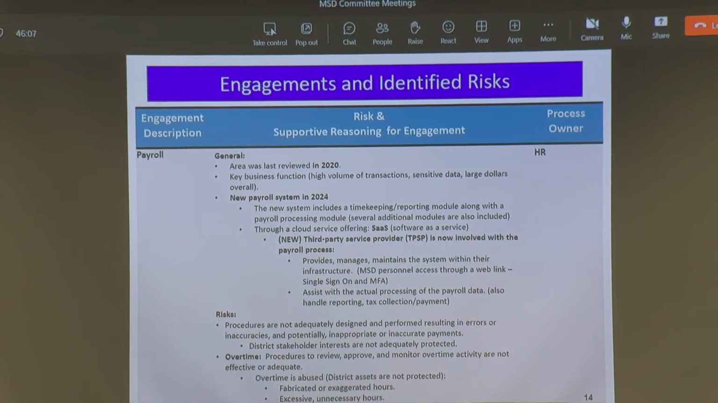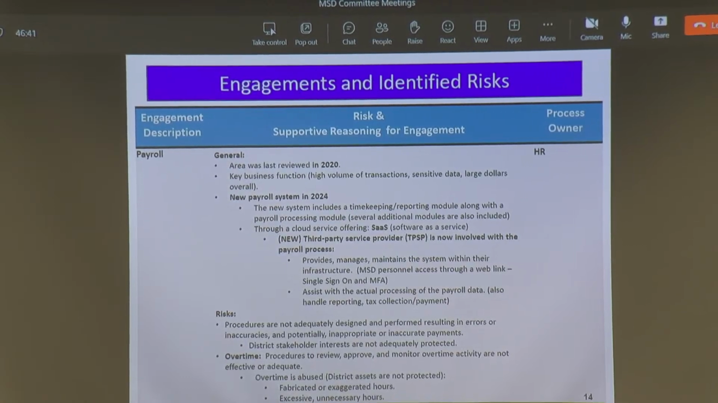So the risks are, first of all, non-compliance with the contract by the third party, and then procedures not being adequately performed, resulting in errors and inaccuracies in the payroll processing. Now, overtime, we were looking at that right now, but we've delayed that and are going to roll it into this payroll audit. We were having issues with the switchover in the system, so it's going to make more sense to roll it into this new payroll audit, where we're going to hit overtime really hard. Any questions?